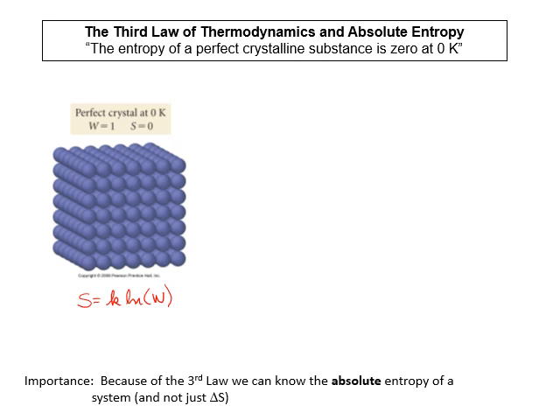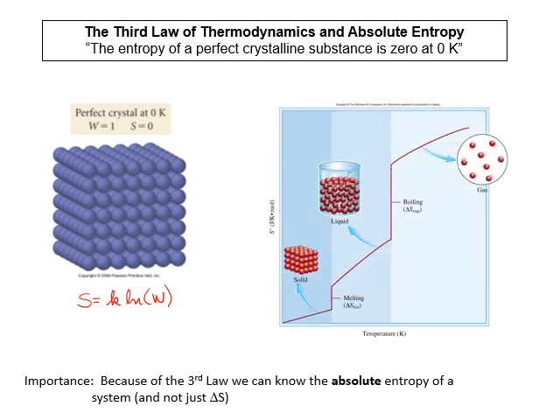The third law of thermodynamics is important because it says that we can know the absolute entropy of a system and not just the changes in entropy. This graph shows how the entropy of a sample changes with temperature. At 0 Kelvin, the entropy of the perfect solid is 0.